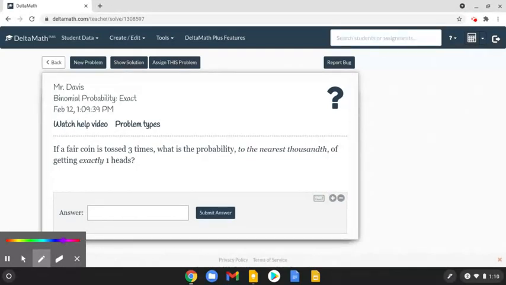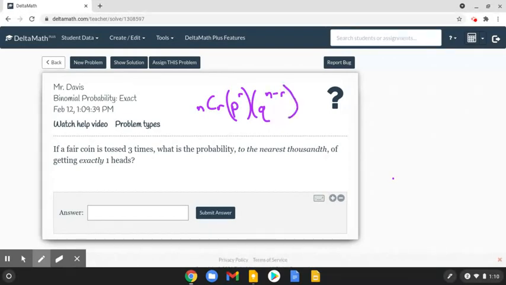So the formula that we learned last week for binomial probability was this: the probability of any specific number was nCr, and then it was p to the r, q to the n minus r. Generally how you typed it in your calculator, it was basically the combination of n choose r, times p to the r, times q to the n minus r.